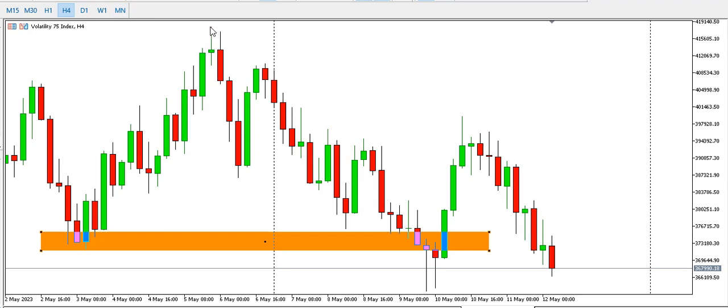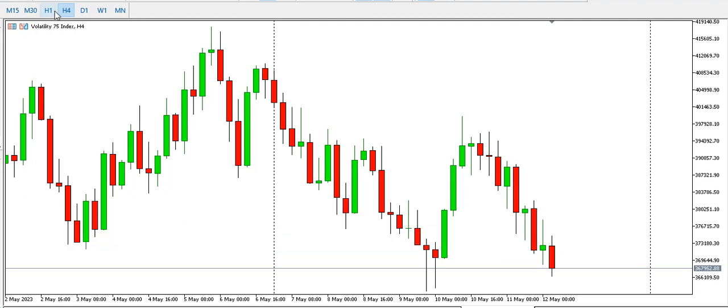We have a high, a low, lower high, lower low, lower high, lower low. Now we have a high, but now we are heading for the lower low section also. So look for selling opportunities on V75 for now until things change. Okay, let's go to the 1-hour time frame.